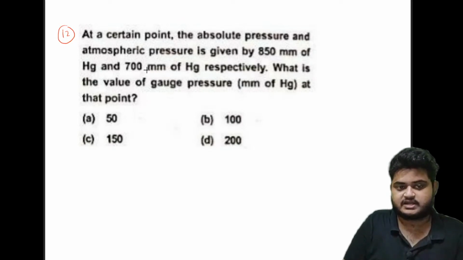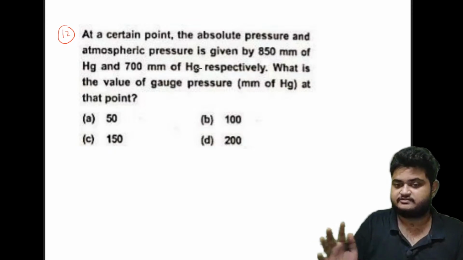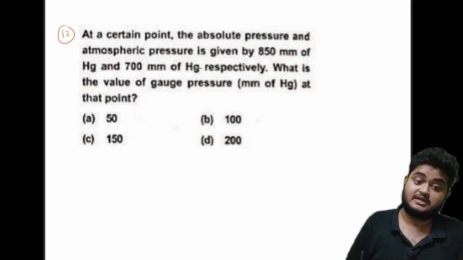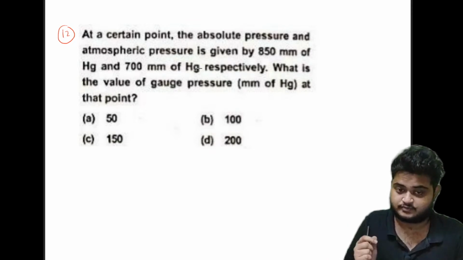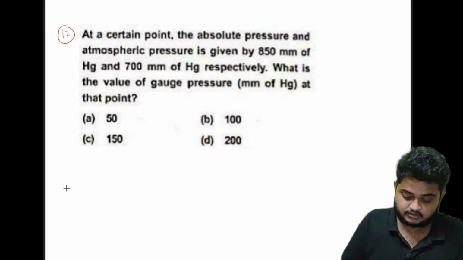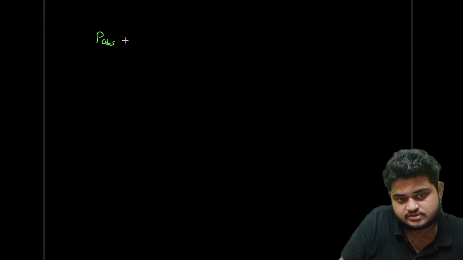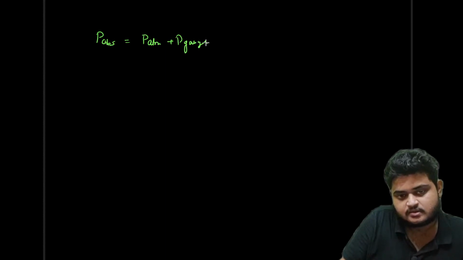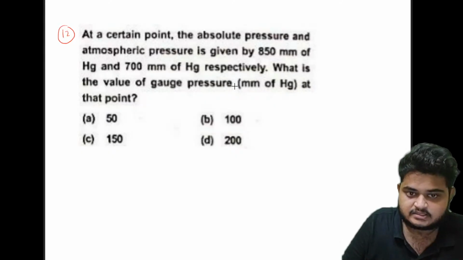Let us come to the next question. At a certain point, the absolute pressure and atmospheric pressure are given by 850 mm of Hg and 700 mm of Hg respectively. What is the value of gauge pressure? So we need the relationship again between P absolute equals P atmospheric plus P gauge. So this P gauge is needed, right? What is the value of the gauge pressure?